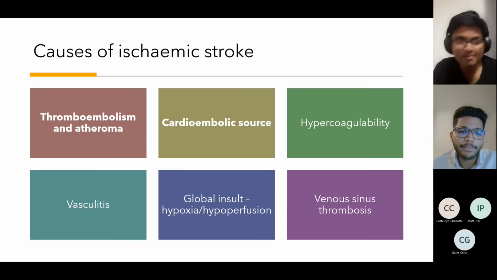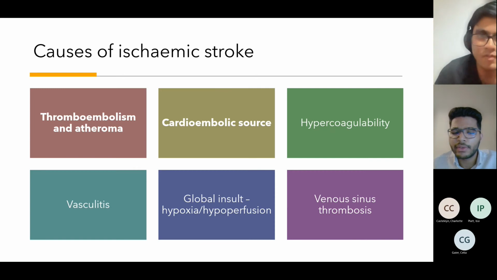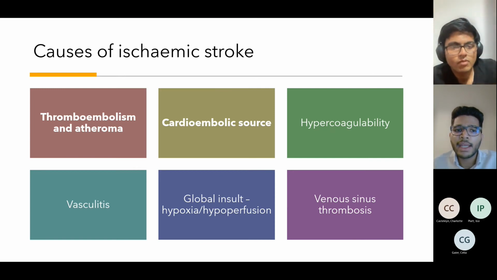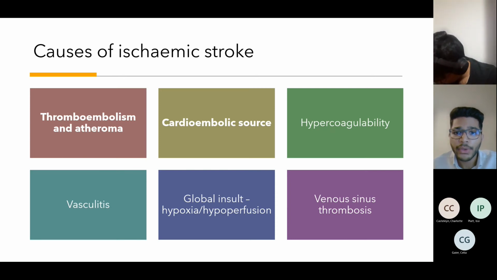So yeah. Venous sinus thrombosis, just have a read about it. Basically, if you have a congestion of the venous system, then blood doesn't drain from the brain properly, and it can cause ischemia as well. That's a venous thing rather than an arterial thing.